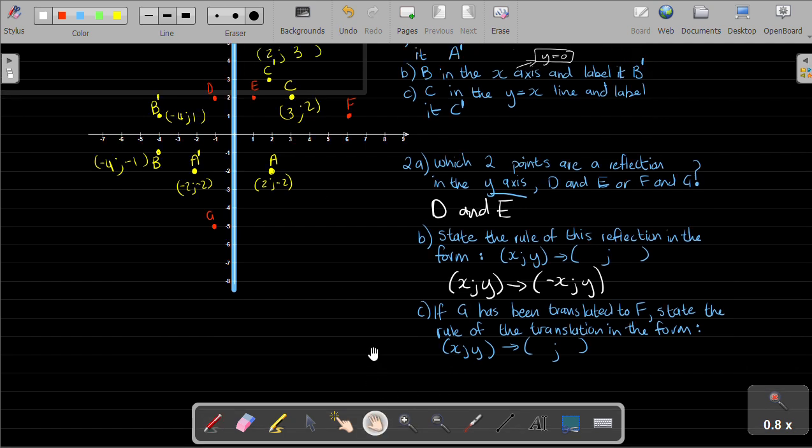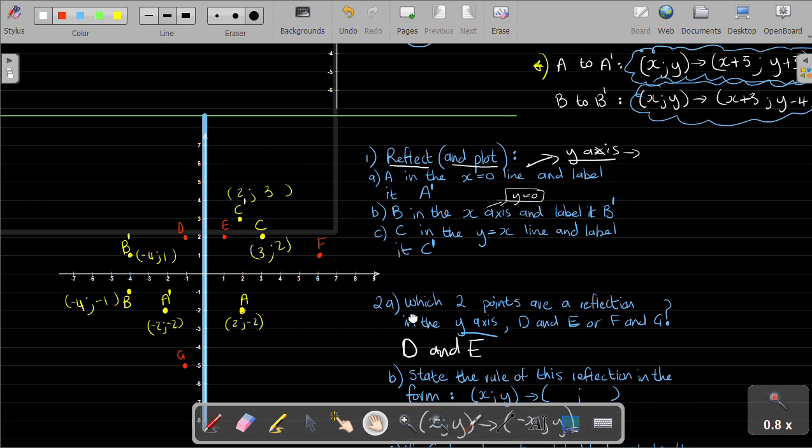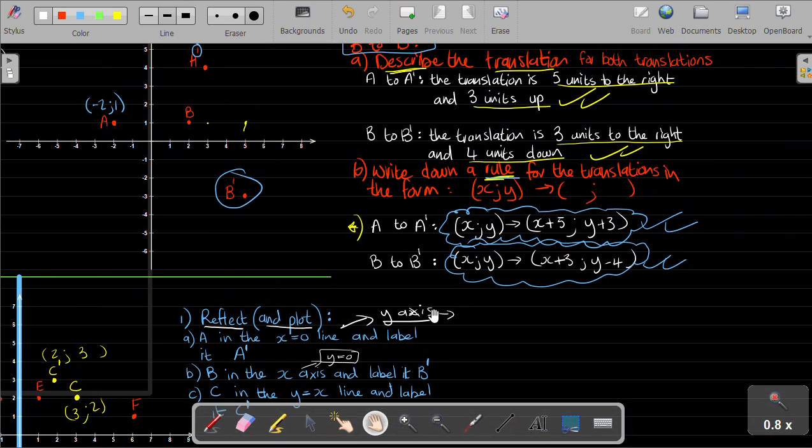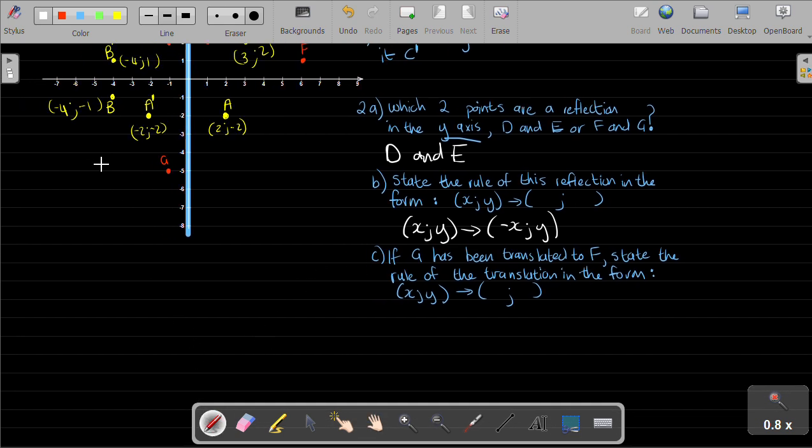Okay, and then lastly, if G has been translated to F, let's have a look. It's saying if G was translated and it became F, state the rule of the translation in the form. So they are saying that they want to know what has happened to your x value and what has happened to your y value in this form. So it's asking you to state the rule. So let's do that together. It's very similar to this question over here, guys, which is vital, because it's so typical, this question. So let's first see what happened.